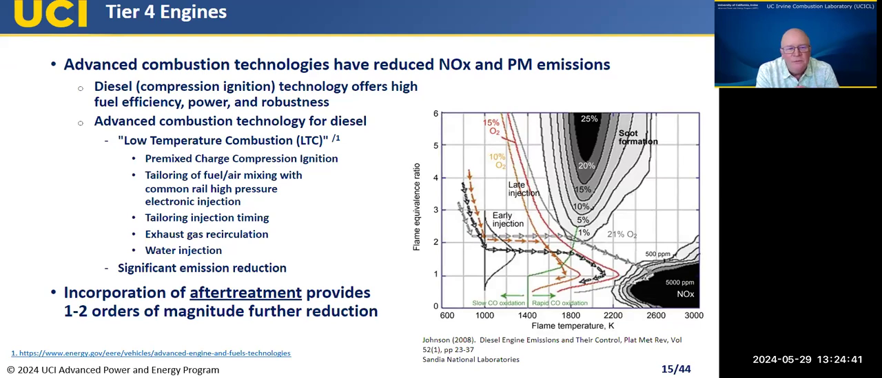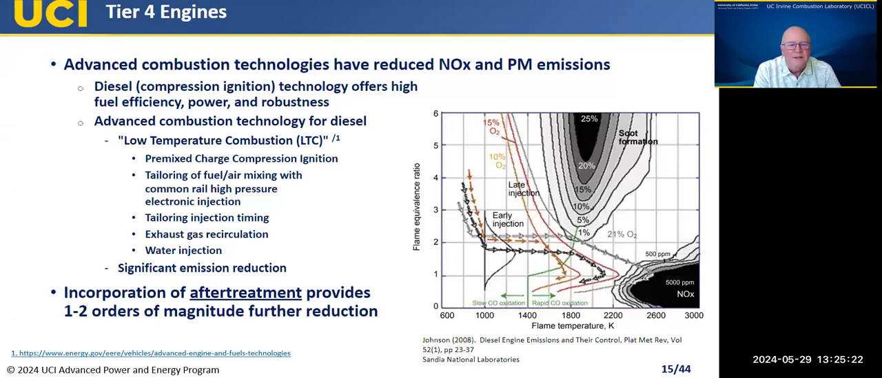And so there's a few bullet points there of examples of strategies that have been implemented in order to keep the combustion process away from these islands of high soot or high NOx. And we get significant emissions reduction with that. But without a doubt, incorporating aftertreatment gives us another 10 to 100 times reduction in NOx and PM. So it's not surprising that to attain the lowest emissions levels, we want to incorporate advanced combustion technology, but also complement it with aftertreatment.